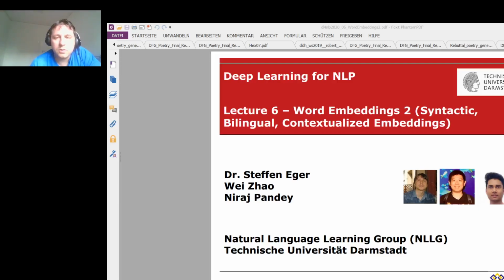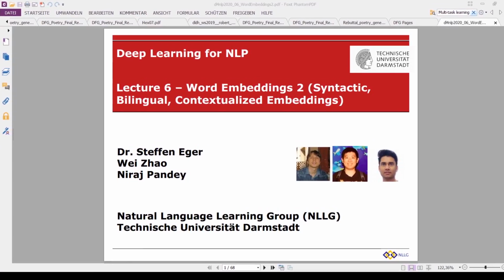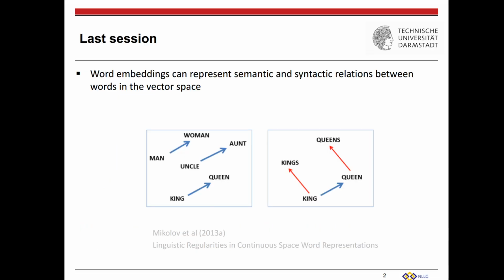All right, so let us continue talking about word embeddings. And this week we will talk about extensions of the basic paradigm that we have seen, not in the last lecture, but in the lecture before the last lecture. In particular, we will talk about syntactic word embeddings, or more syntactically oriented word embeddings, about bilingual and multilingual word embeddings, where words of several languages reside in the same vector space. And then, of course, all throughout this lecture, we'll talk about the more recent contextualized embeddings.